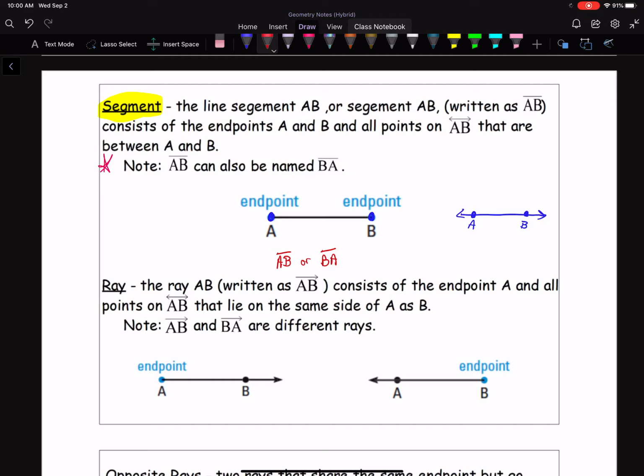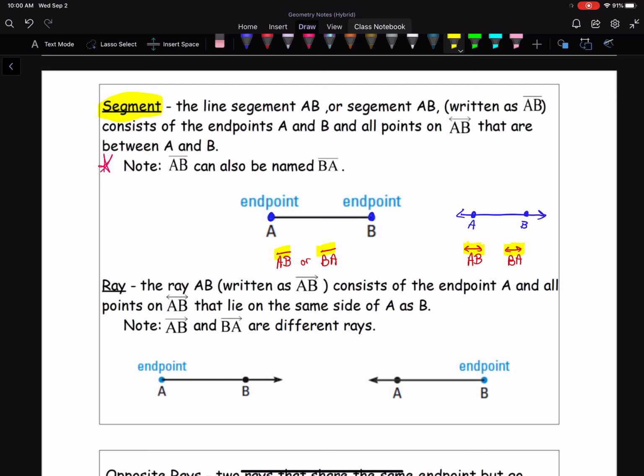How does that differ from the line I have on the right? Well, we have line AB with an actual line drawn above it, 2 arrows, or line BA, either way works, with 2 arrows again, but the symbol on the top is going to be the key to identifying the difference. A ray is similar to a segment, but it only has one endpoint, and then the other side is going to have the arrow that signifies it goes on forever and ever and ever.